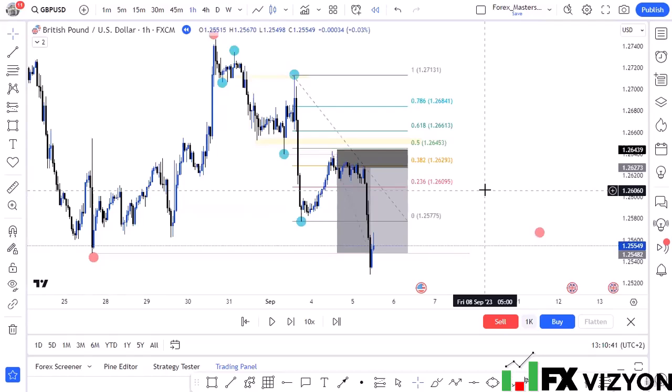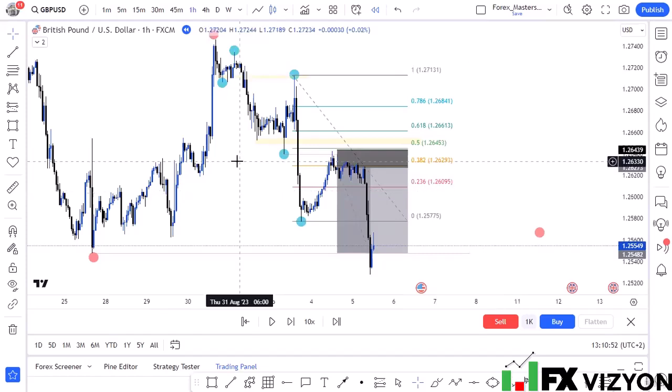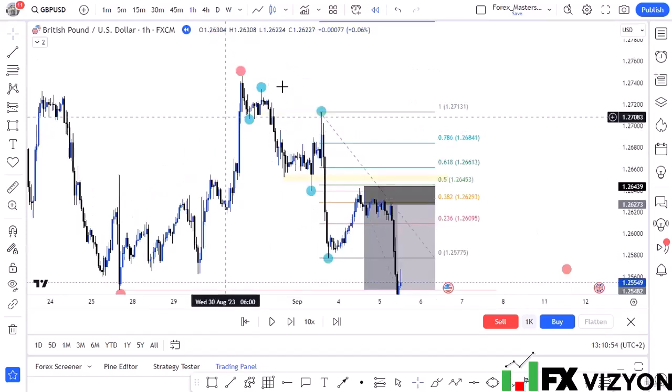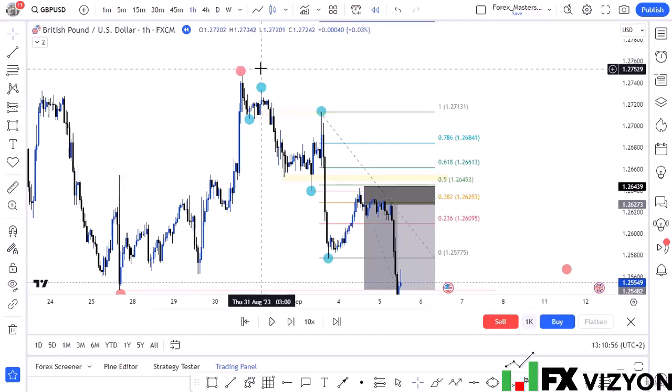What I'm trying to show you is you can use internal structure to catch those continuations. That's what I'm trying to tell you here. You don't have to get a trade. You don't have to anticipate the turning point of the market. It's not necessary for you. Just wait for the market to give you those turns. Once the market gives you a turning point, then wait for structure within the structure to develop.